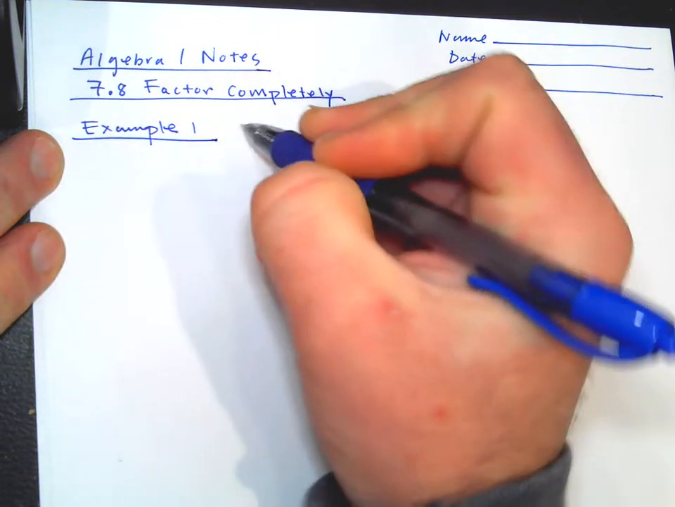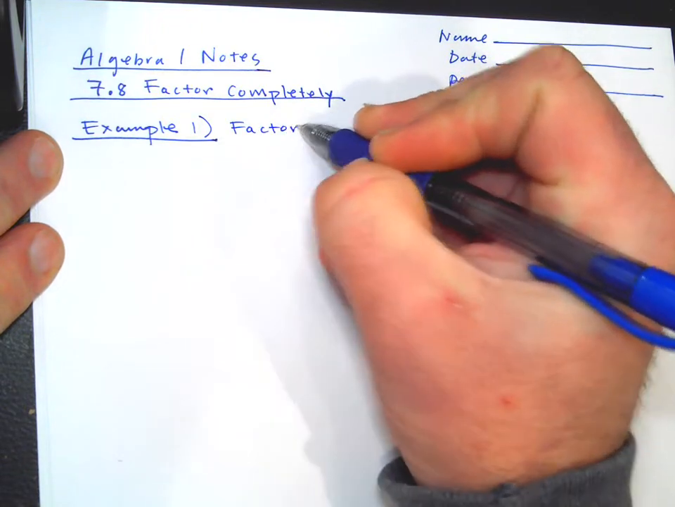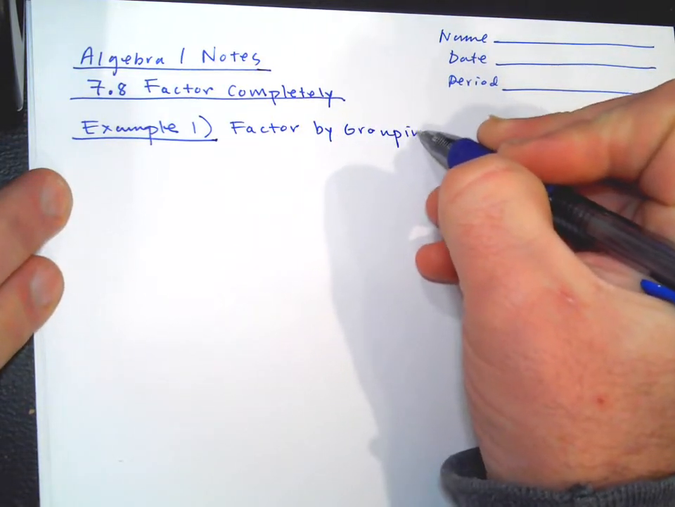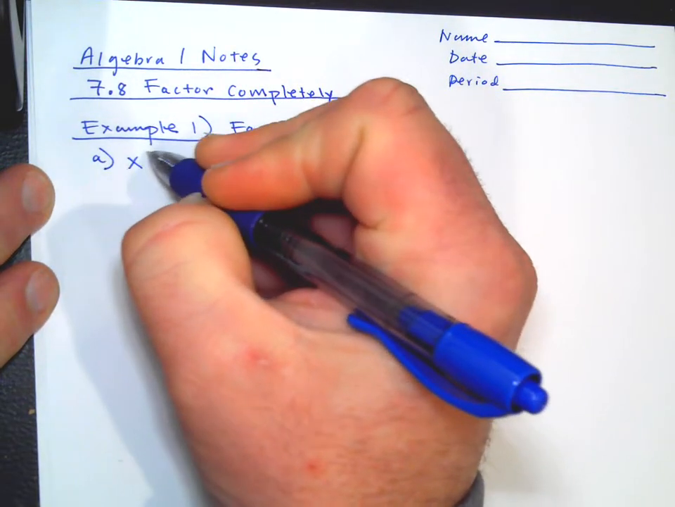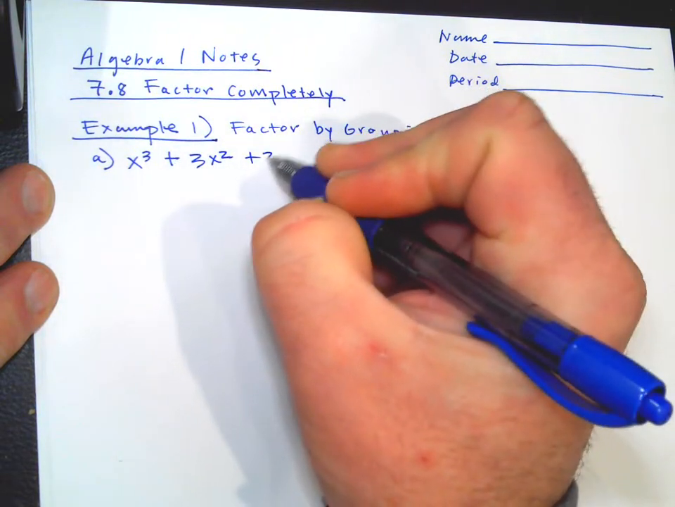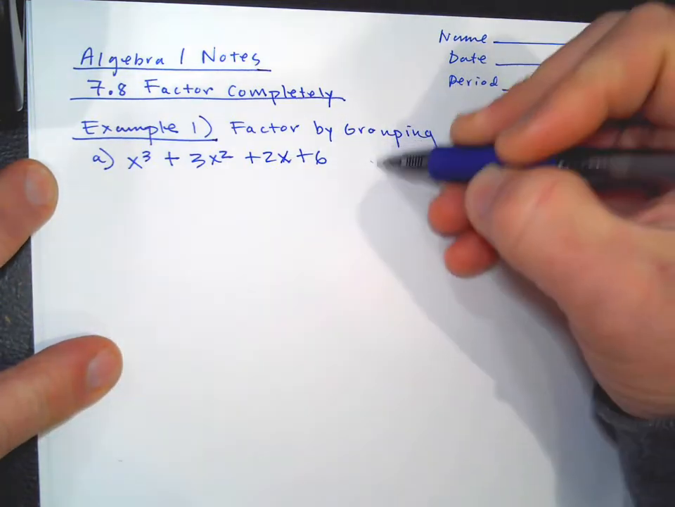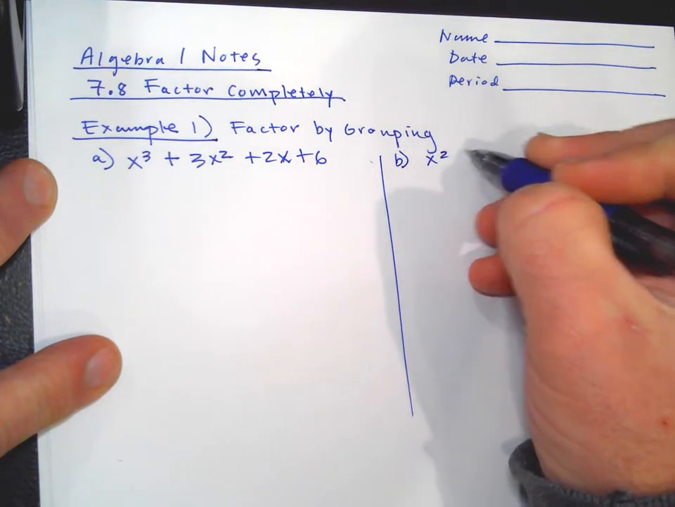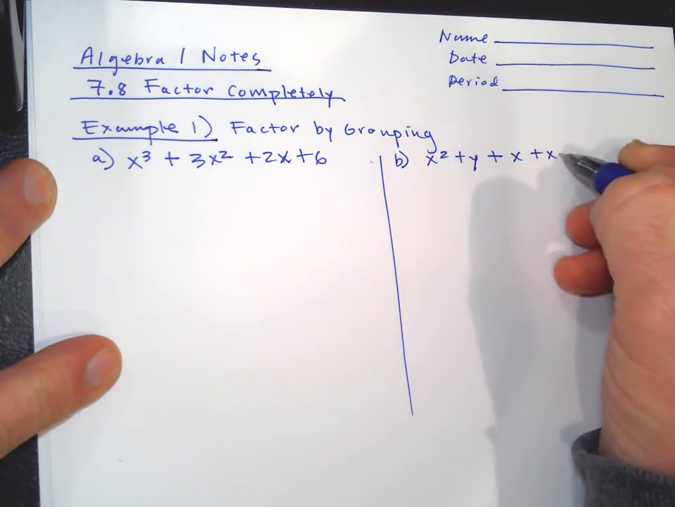Example 1. Factor by grouping. So we'll do a couple examples of this. x cubed plus 3x squared plus 2x plus 6. And do another one. x squared plus y plus x plus xy.